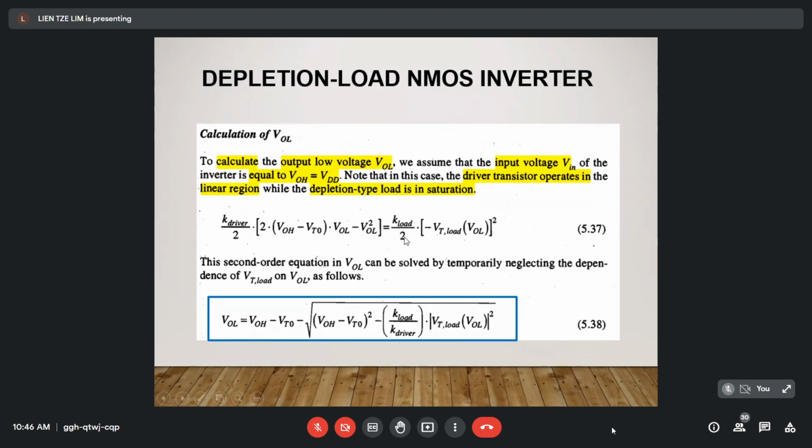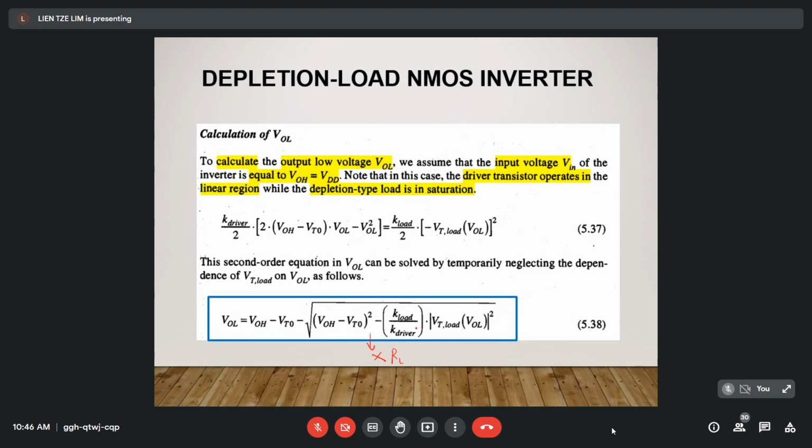This is quite similar to the derivation method in the resistive load inverter. I will not further explain these derivations, but what you need to know is this is the formula, and the difference. For this depletion load NMOS inverter compared with the resistive load inverter, in this formula there is no resistive load, which means there is no RL. This is how you should differentiate the formula.